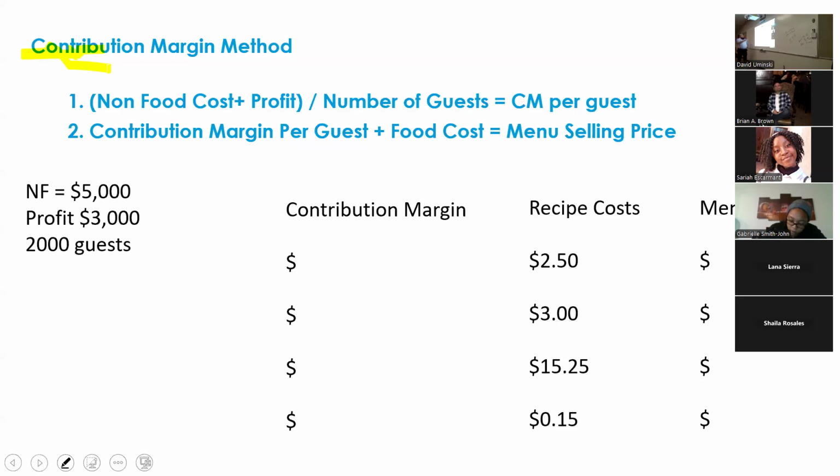So to do that, we want to add up our non-food cost plus our profit. Now remember, this is all projection, what we think we want. Non-food costs are primarily those fixed costs, so we have an idea of what those are going to be. And then we have an idea of what our profit will be. And then we're going to divide that by the number of guests that we anticipate having.